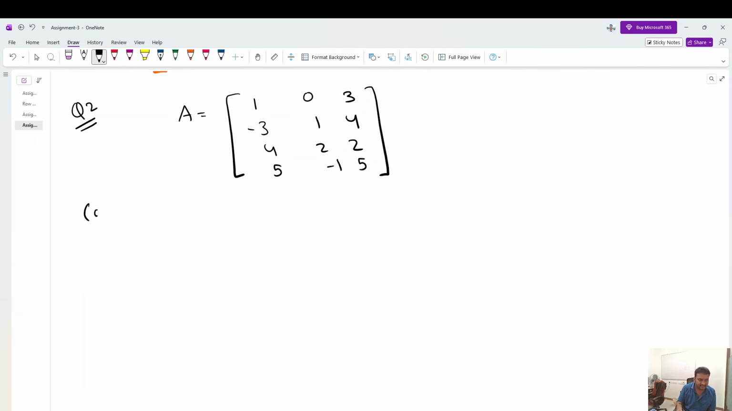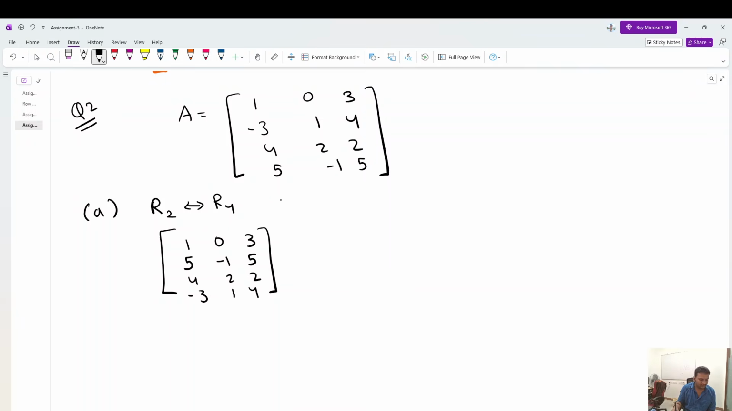So the A part is: interchange second and fourth row. So basically R2 you have to interchange with R4. What will you get, guys? 1, 0, 3. First row is same, right? Now the fourth row will come, 5, minus 1, 5. And then the third row is same, 4, 2, 2. And then you have the second row, minus 3, 1, 4. That's all.